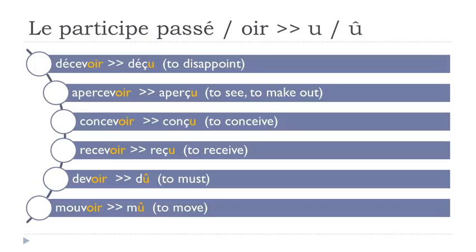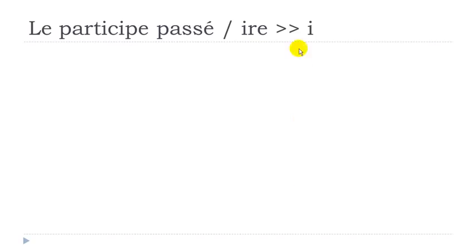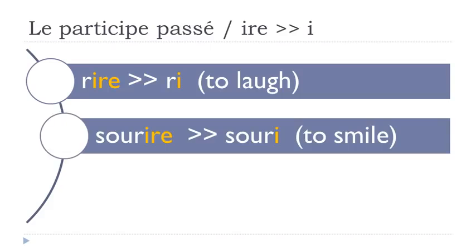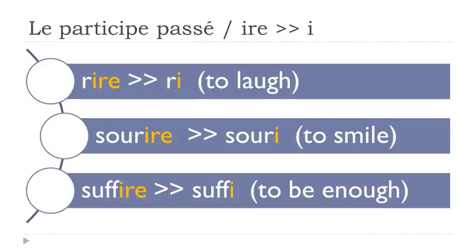And now another group, ire, and they will become i for the participe passé form. Rire, ri. Sourire, souri. Suffire, suffi.